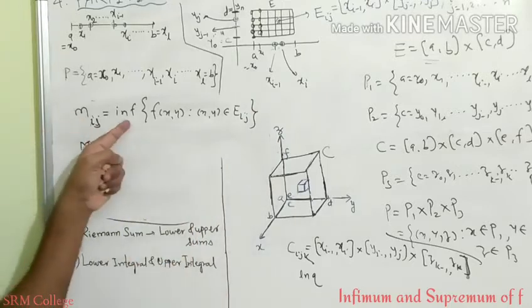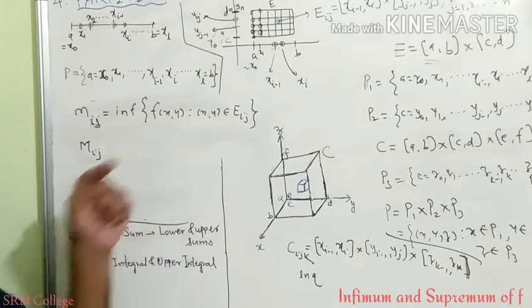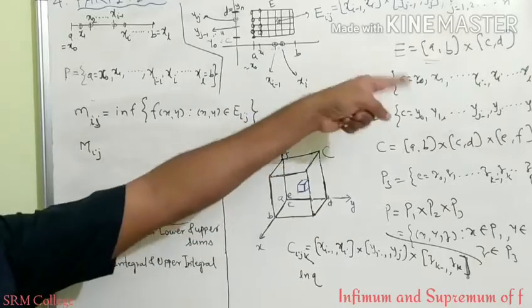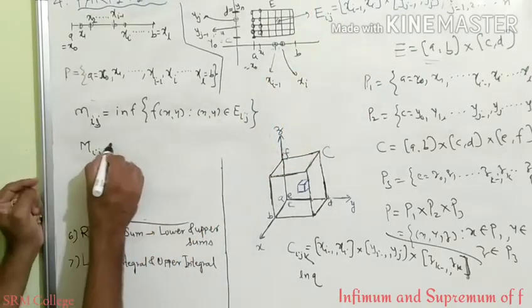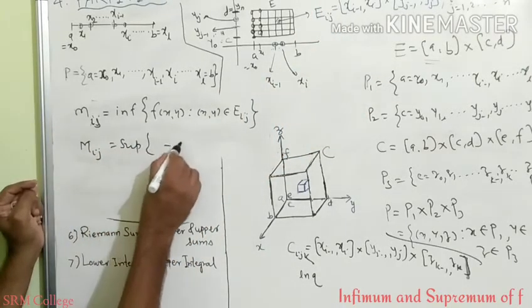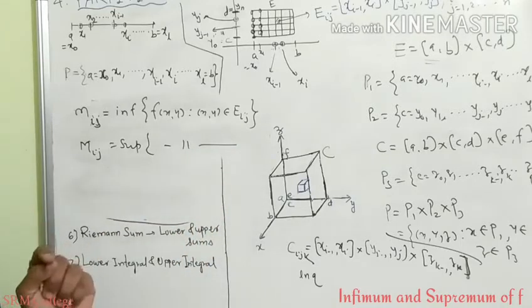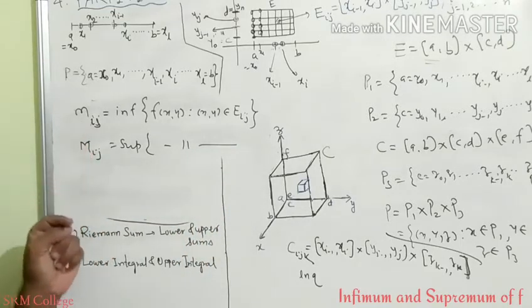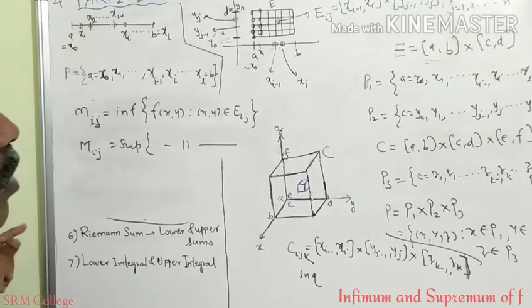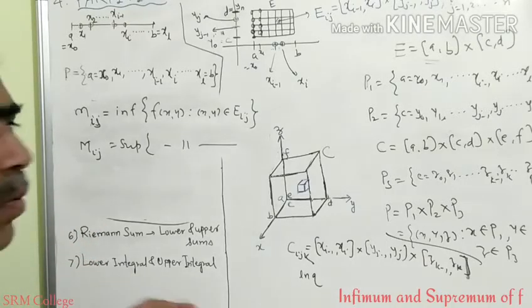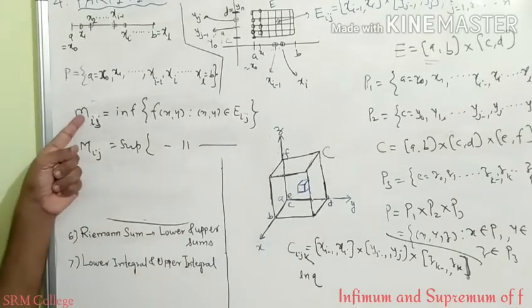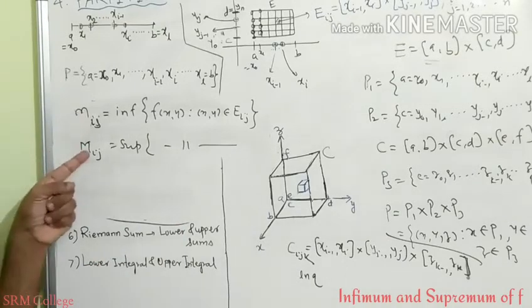So, infimum value of the function on Eij, where i runs from 1 to l, j runs from 1 to l, whatever may be the variables. Similarly, this is the supremum value of f on Eij. So small mij and capital Mij. As you know, infimum is always less than or equal to supremum. So small mij is less than or equal to capital Mij.